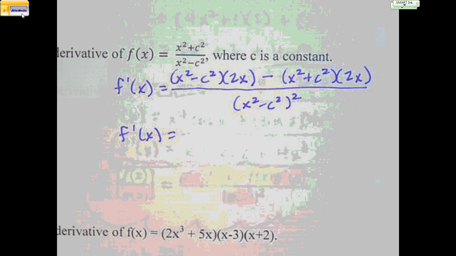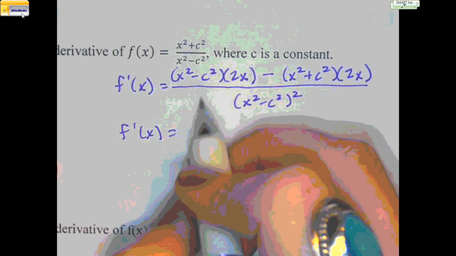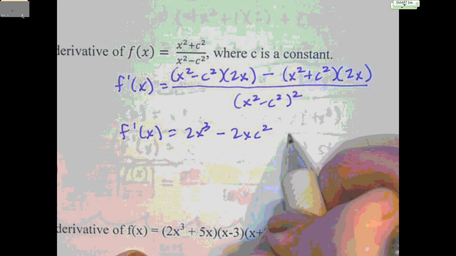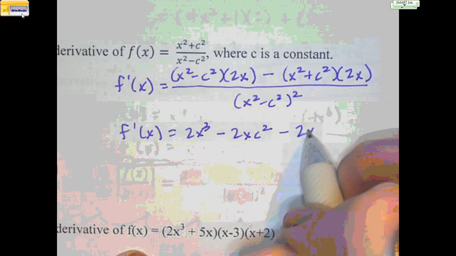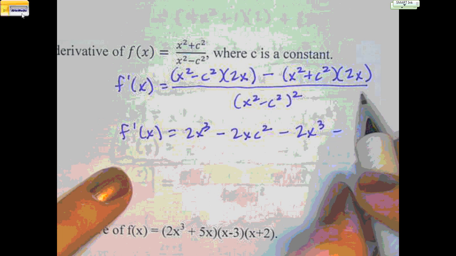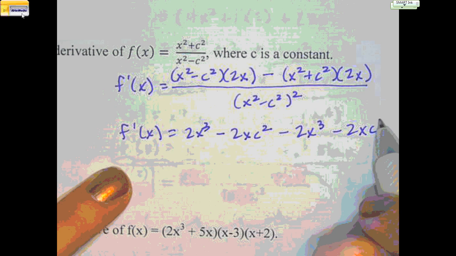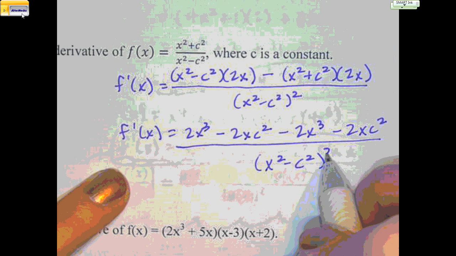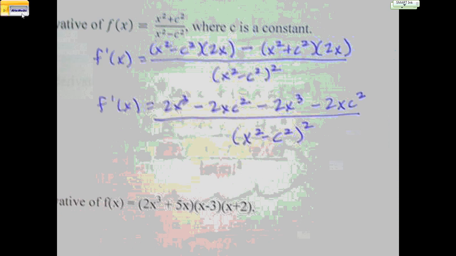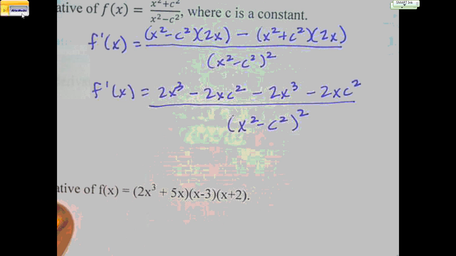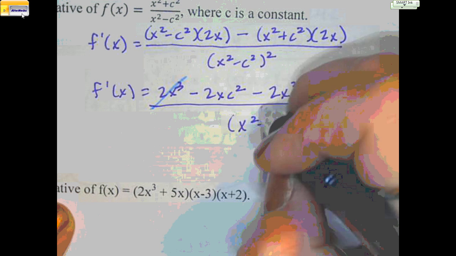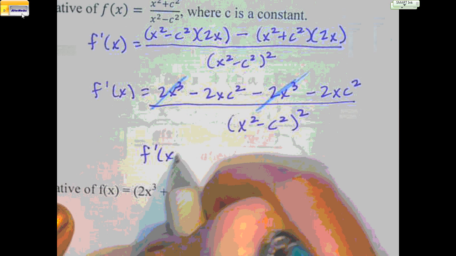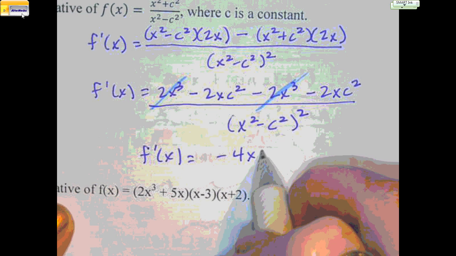Let's distribute and see if we can get rid of a couple things or combine some stuff. We've got 2x cubed minus 2xc squared minus 2x cubed minus 2xc squared, all over x squared minus c squared, the quantity squared. All I did was distribute. I've got 2x cubed and a negative 2x cubed, so those can go away. Then I'm left with negative 4xc squared.